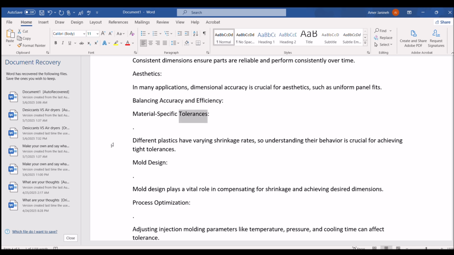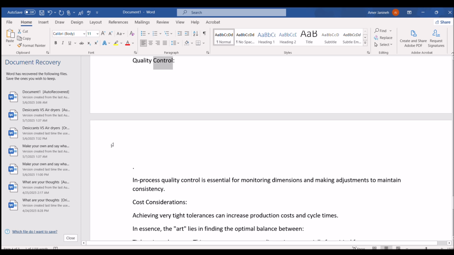Material-specific tolerances. Different plastics have varying shrinkage rates, so understanding their behavior is crucial for achieving tight tolerances. Mold design. Mold design plays a vital role in compensating for shrinkage and achieving desired dimensions. Process optimization. Adjusting injection molding parameters like temperature, pressure, and cooling time can affect tolerance. Quality control. In-process quality control is essential for monitoring dimensions and making adjustments to maintain consistency.